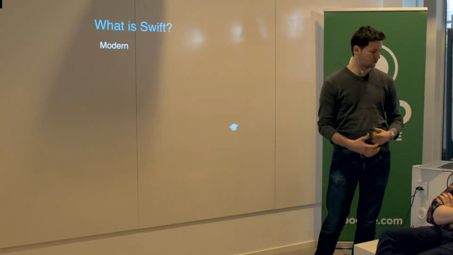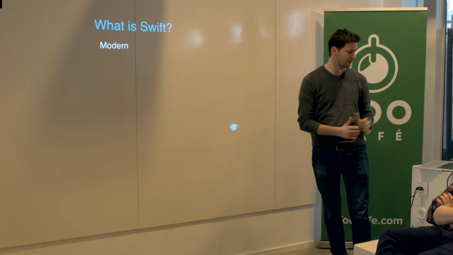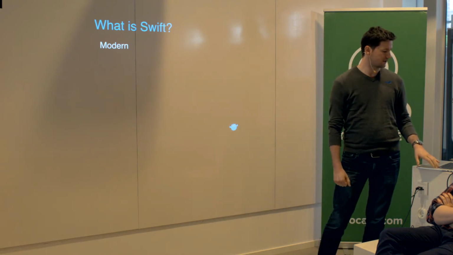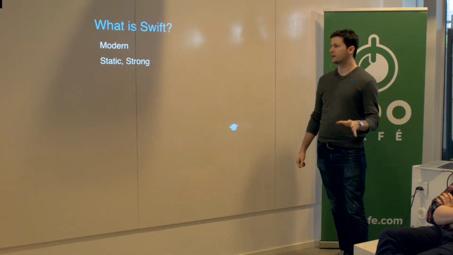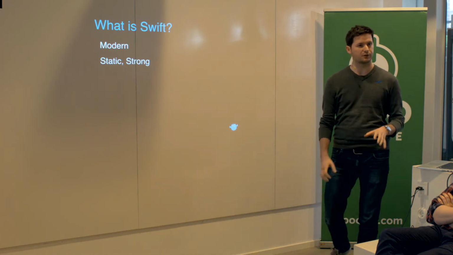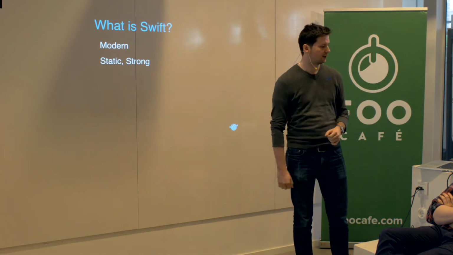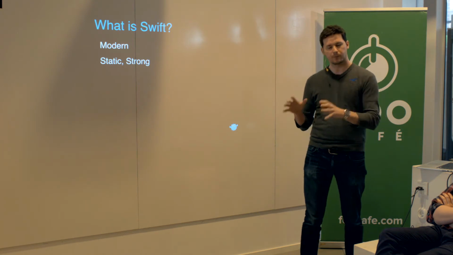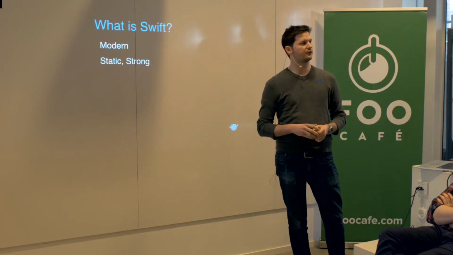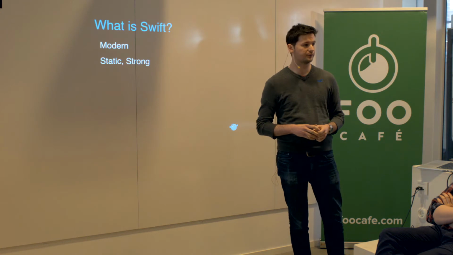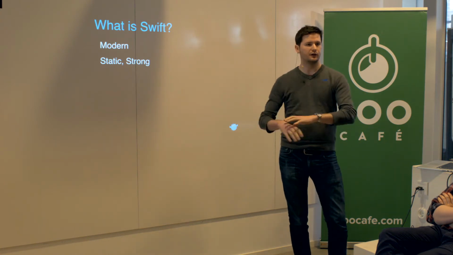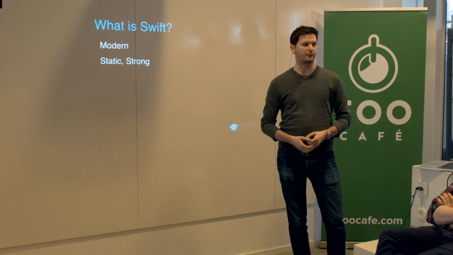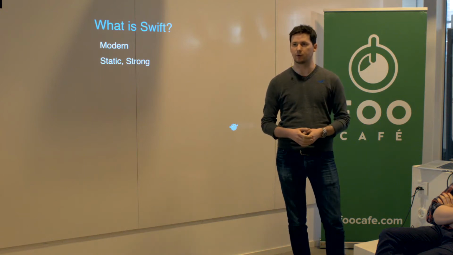Yeah, as I said before, what is Swift? Swift is modern. It is a static and strong language compared to Objective-C, which is kind of dynamic in its nature. Swift is very, very strict about what stuff you can do and what you can't do. It will not allow you to be completely dynamic about types. You have to be very specific about what you want.